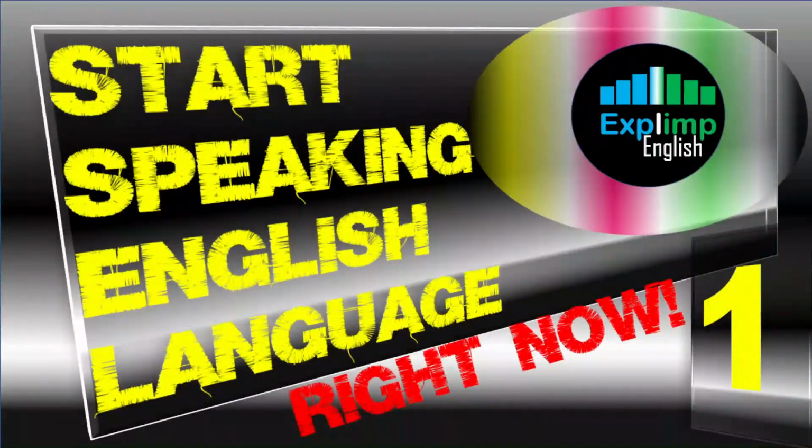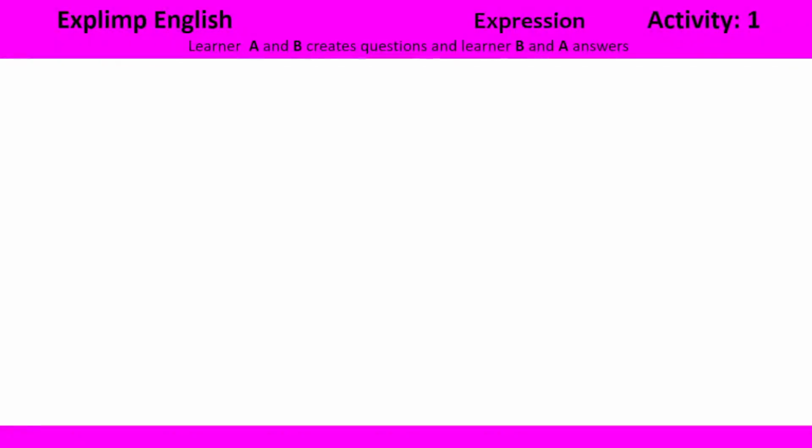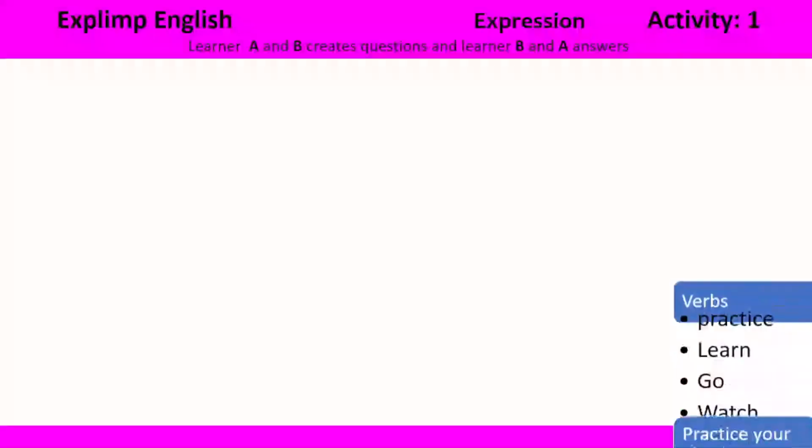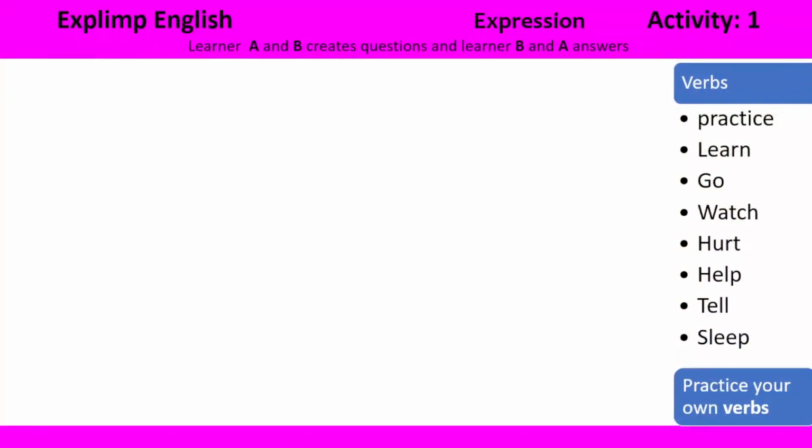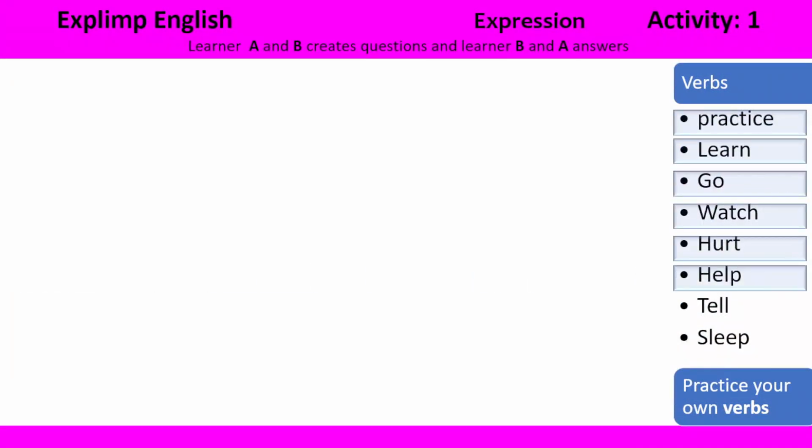So the first thing is we would be doing activity number 1. In this activity, we are using some expressions. For this activity, the first thing we need is some vocabulary, especially verbs. This is a group of verbs. Number 1 is practice, learn, go, watch, hurt, help, tell, and sleep. You might be thinking these are very easy verbs. Yeah, definitely they are very easy.